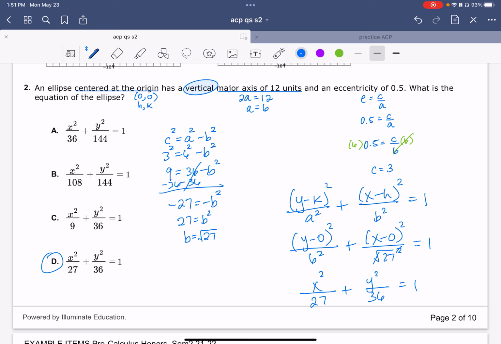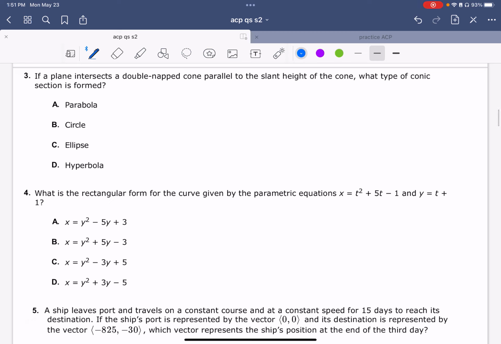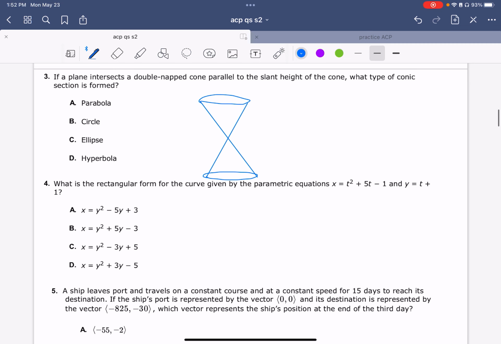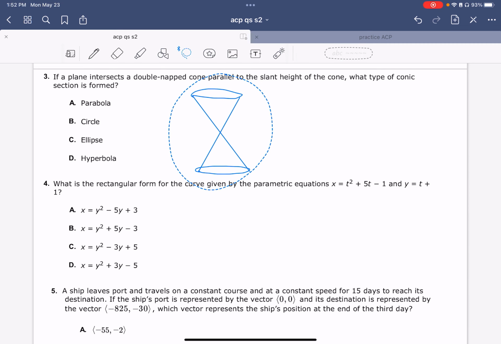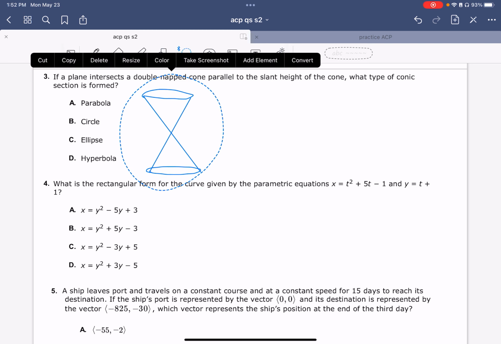Okay, let's go to the next question, which is conic sections. If a plane intersects a double napped cone parallel to the slant height of the cone, what type of conic section is formed? So the conic sections, remember, look like two ice cream cones facing each other. So it'll look something like this. That is not going to be great, but I'm going to try my best. And let me copy and paste this a few times.